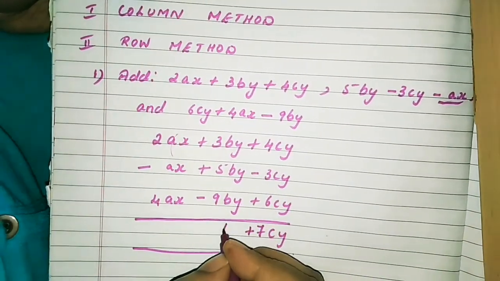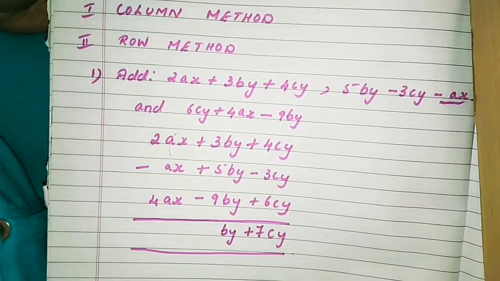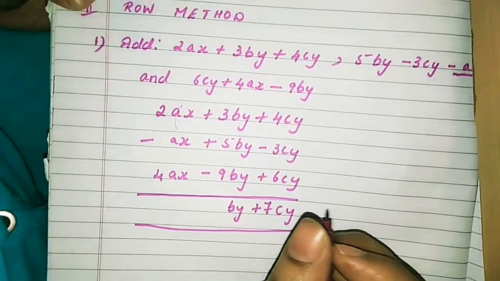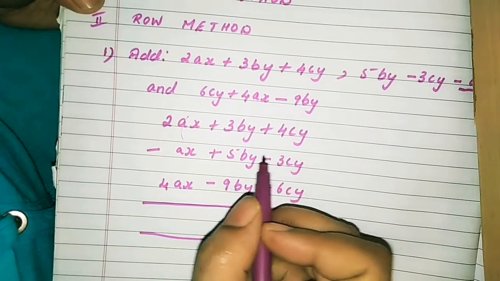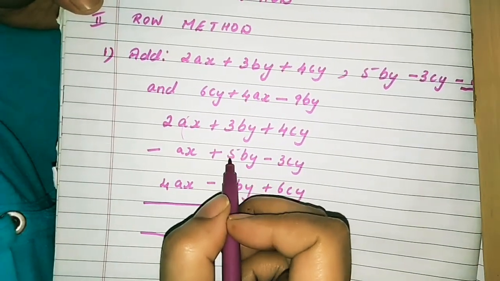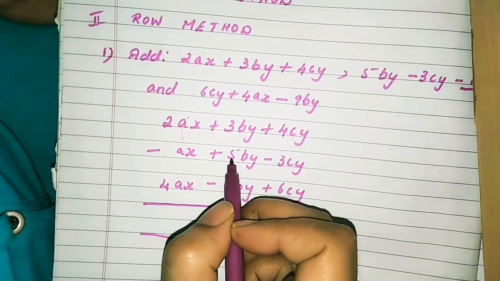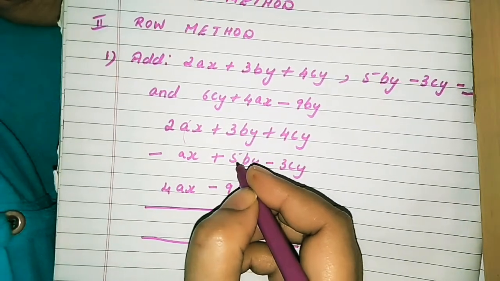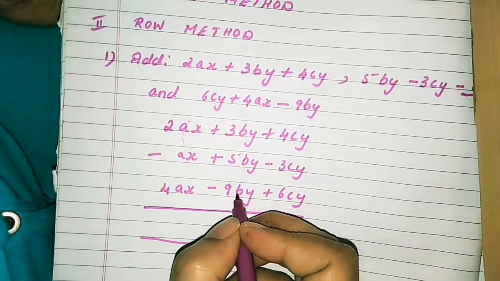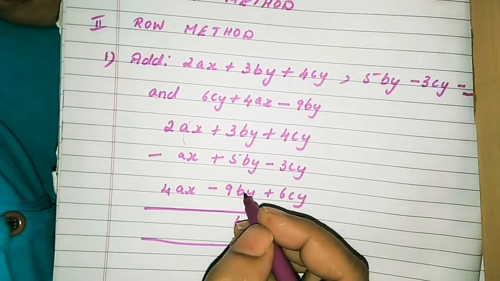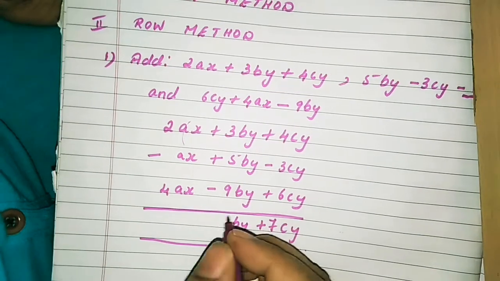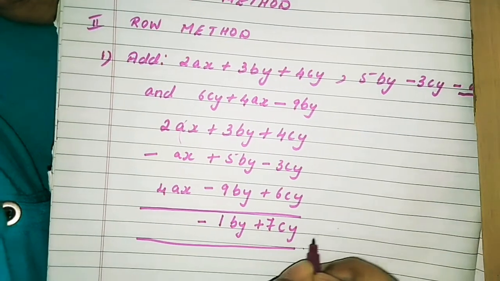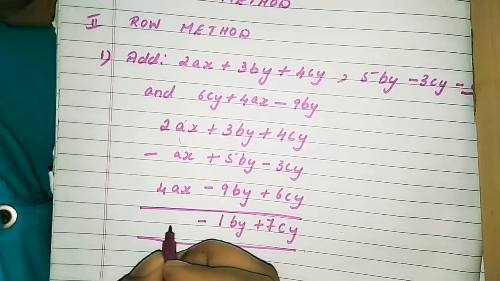The next one: let's write the alphabetical coefficients as they are, and then we will add or subtract the numerical coefficients as the case may be. Here 3 and 5 can be added together because they have the same sign. So 3 plus 5 gives us 8. Now it's plus 8 and minus 9. 9 is a bigger number than 8, and one is positive and one negative. So 8 minus 9 gives me minus 1. Instead of writing 1by, you can just write it as by itself.